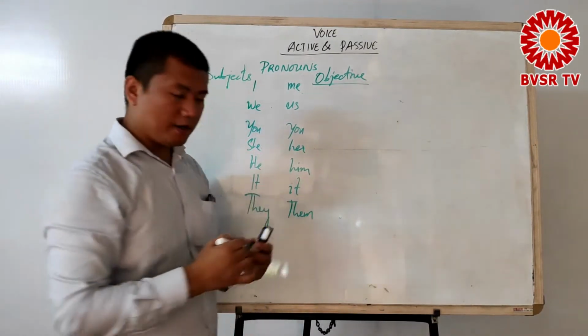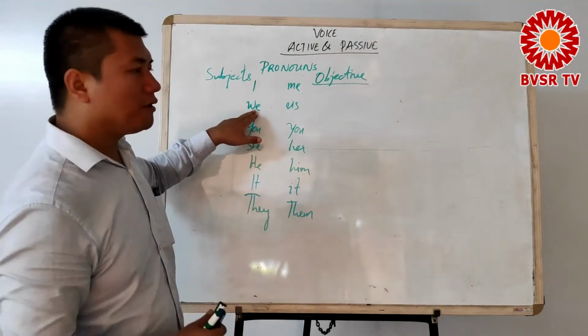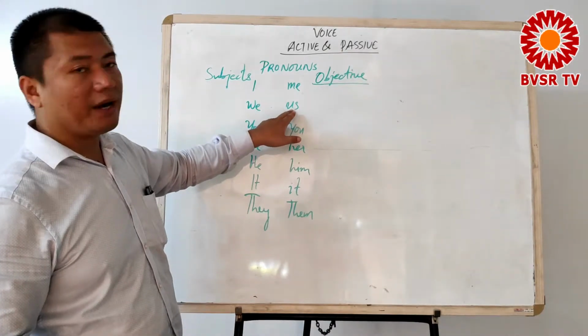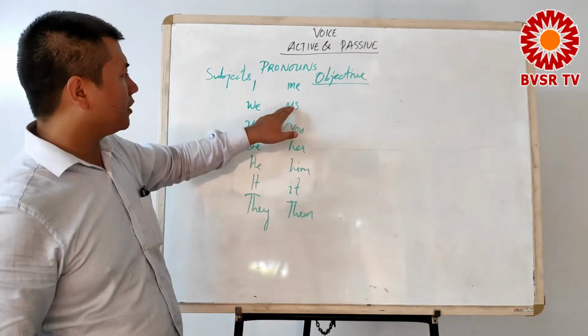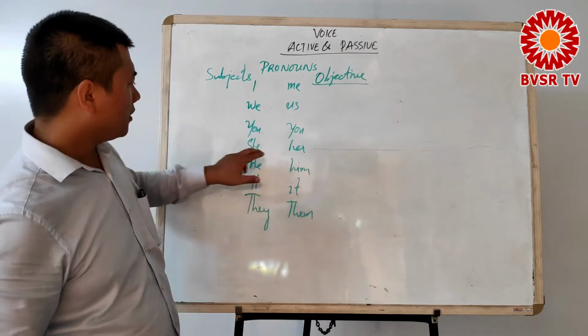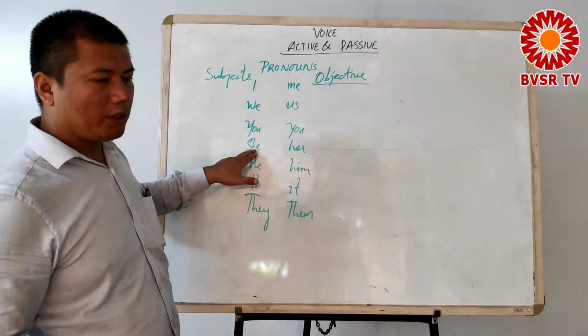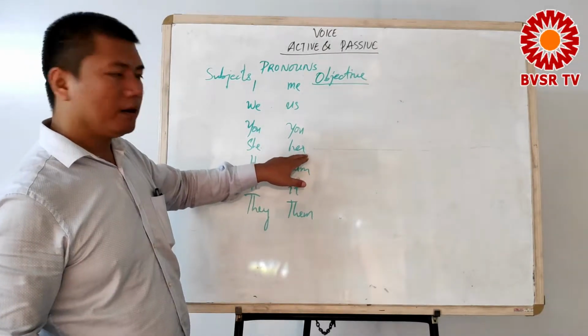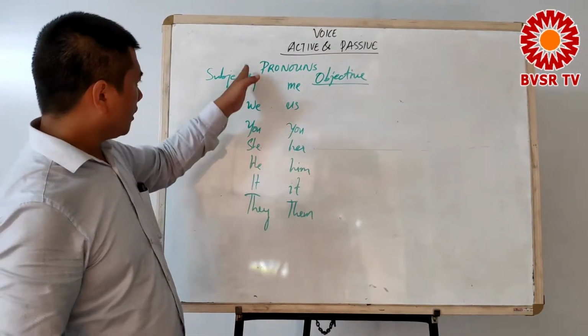So keep in mind, for example, we are driving a car. A car is being driven by us. So that is how you convert the subjective pronouns into objective pronouns. Now, she is singing a song. A song is being sung by her. So this is how you convert the subjects into objects.